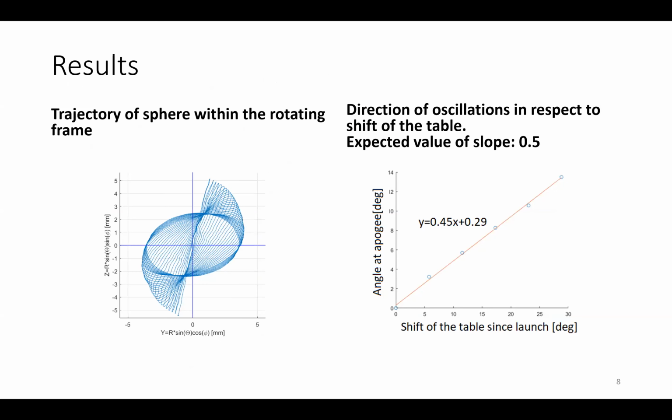Here's an example of the results in which the left diagram shows the trajectory of the sphere when released while placed on the rotating table. As the plane of oscillation should precess at half the rate of the table, plotting the shift of the plane of oscillations with respect to the shift of the table should have a linear behavior with a slope of 1/2. On the right, there is the corresponding plot with a slope of 0.45.